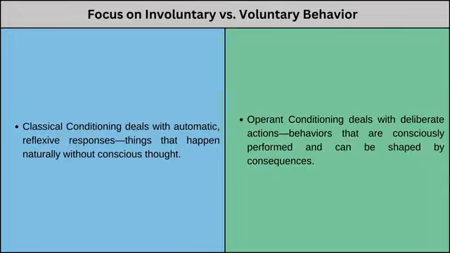They are automatic. In contrast, operant conditioning focuses on deliberate actions, behaviors that are consciously performed. For example, raising a hand to answer a question in a class or completing extra credit assignments to improve grades. These are intentional actions shaped by consequences like rewards or punishments.